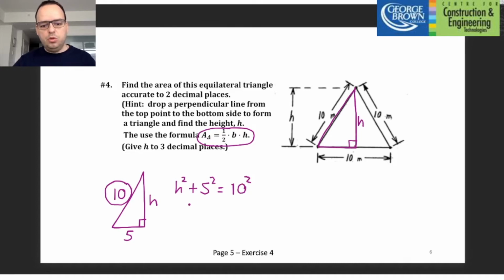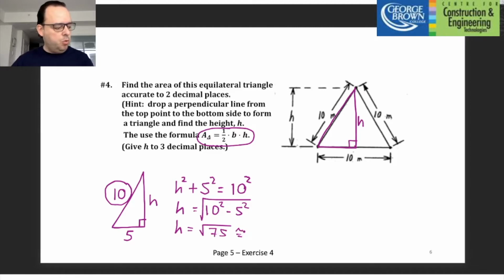Now, you can isolate for h. So I'll do that in here. That's 10 squared minus 5 squared. Of course, you could actually make those whole numbers and expand or evaluate the squared. Also, this square here, I can make it a square root by taking the square root of both sides. So h is the square root of 100 minus 25, or 75, which is approximately 8.660.